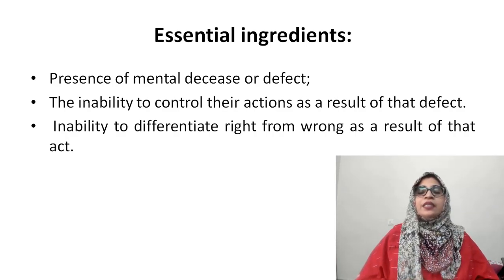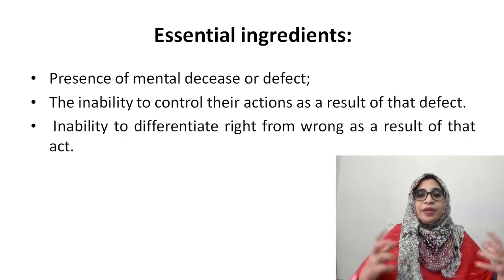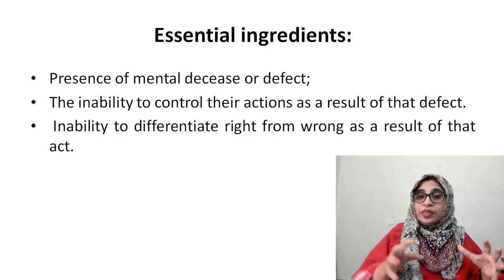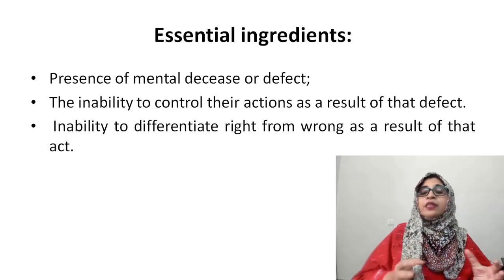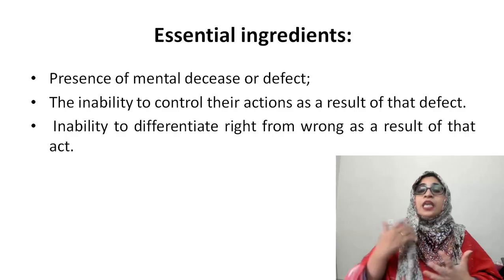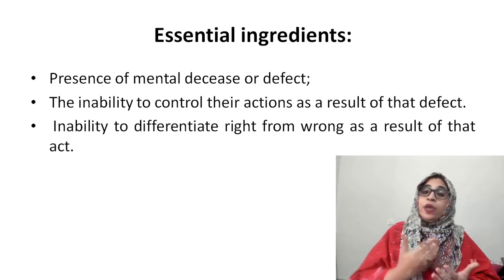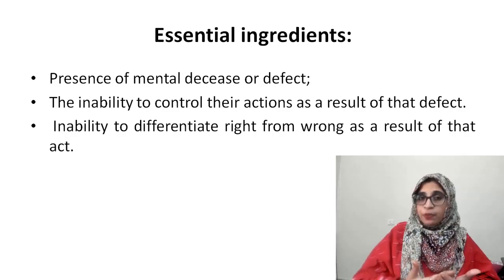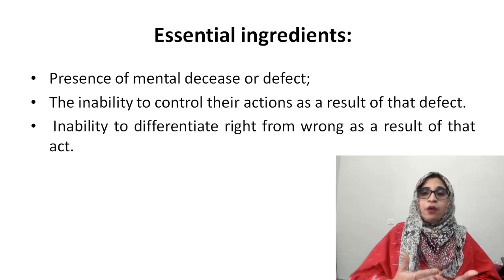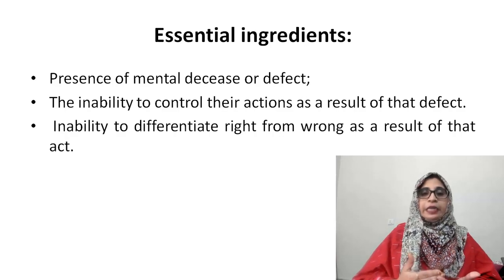So here insanity is nothing but some mental defect, meaning some kind of disease they are suffering from. With that mental disease or defect, if they commit any act, whether they will be punishable or not. These are the essential elements mentioned according to Section 84 of the Indian Penal Code.